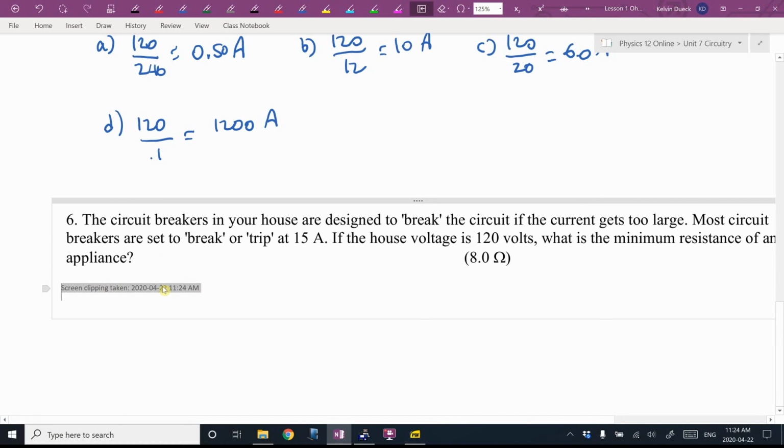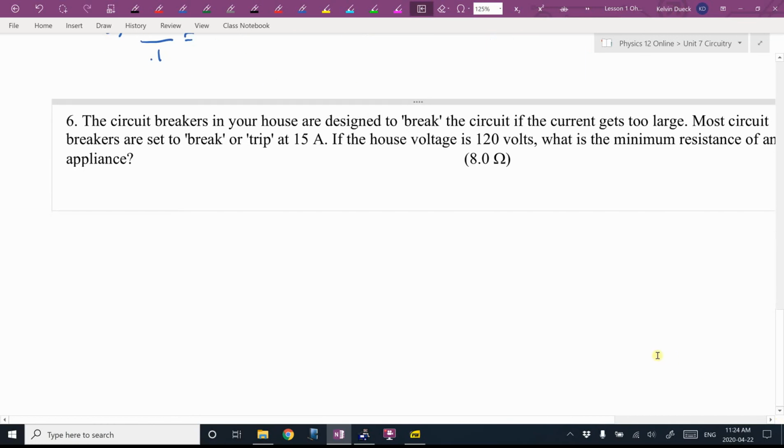Number 6, the circuit breakers in your house are designed to break the circuit if the current gets too large. Most circuit breakers are set to trip at 15 amps. There's a couple of exceptions, by the way. You probably have two 30 amp circuits in your house. One is behind your stove, because your stove has a special plug.